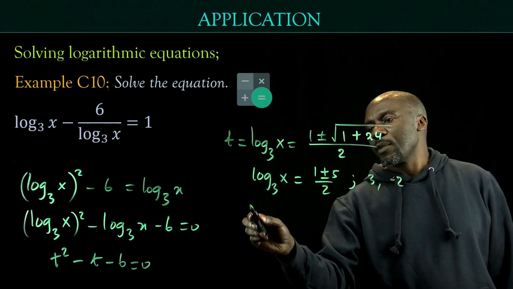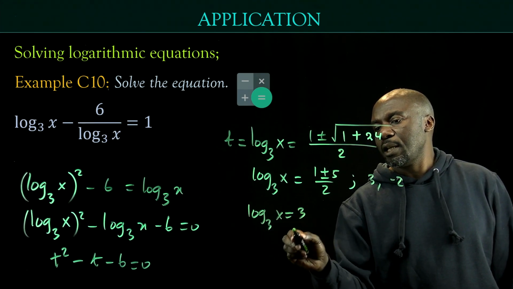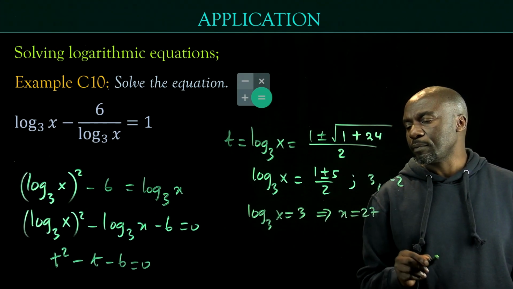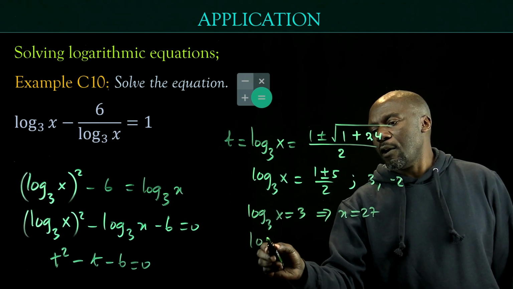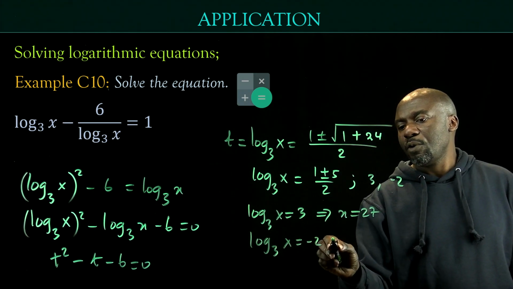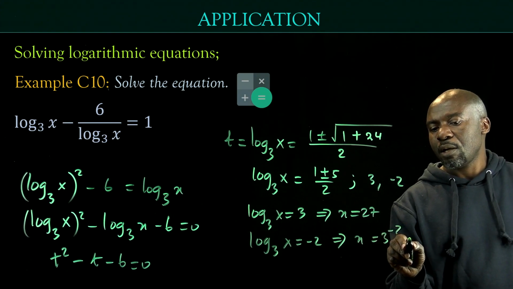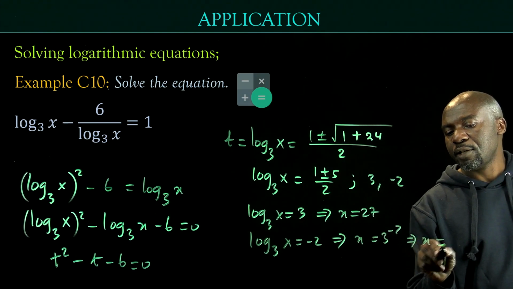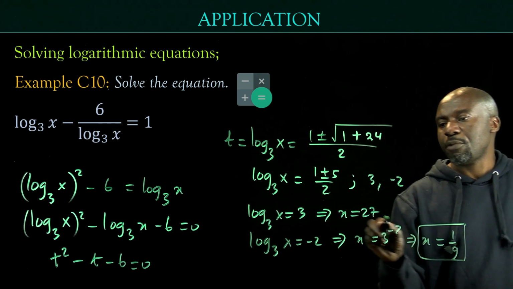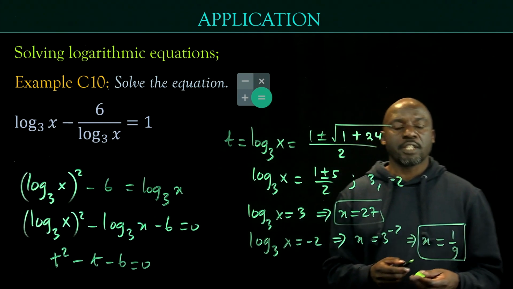So we are saying that log to base 3 of x is 3, which implies that x is 27, or log to base 3 of x is negative 2, which implies that x is 3 to the power minus 2, that is, x is 1 over 9. These are the possible solutions to the logarithmic equation we started with.